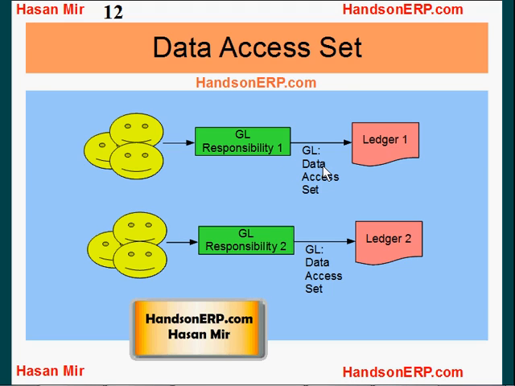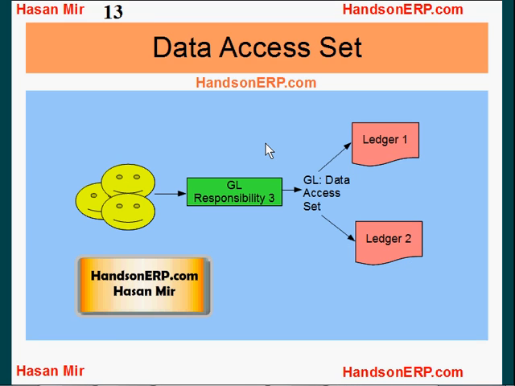So the profile option that is used to marry a responsibility with a ledger is called GL data access set. Access set is a separate entity than a ledger, and I'll talk about that in a bit. So there will be a data access set representing your ledger, and you simply connect that to your responsibility. So that's how the system knows that whoever connects to responsibility 1 should be able to view the data in ledger 1, not in ledger 2, and whoever is connected using responsibility 2 should be able to view data sitting in ledger 2. So whenever you create a ledger, the system creates a data access set by the same name.